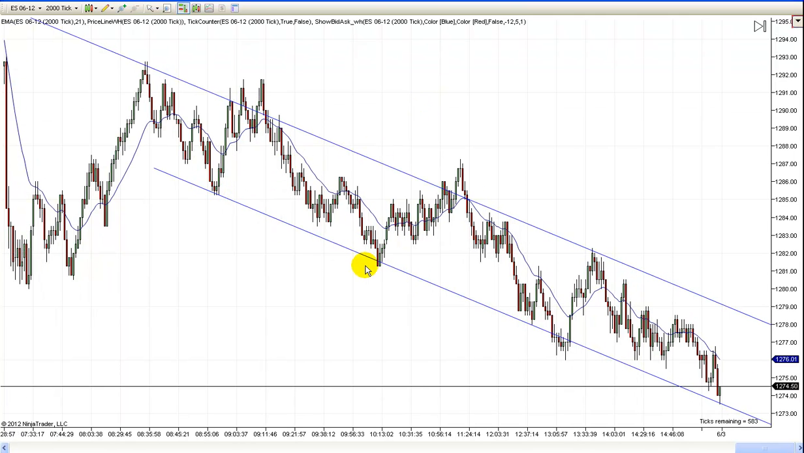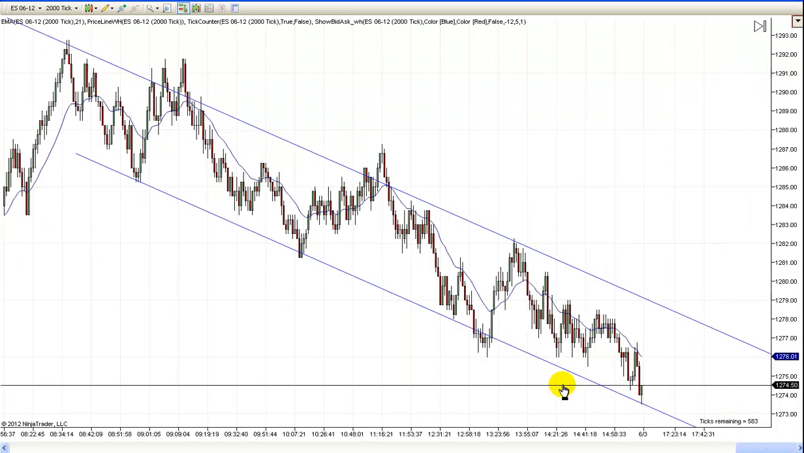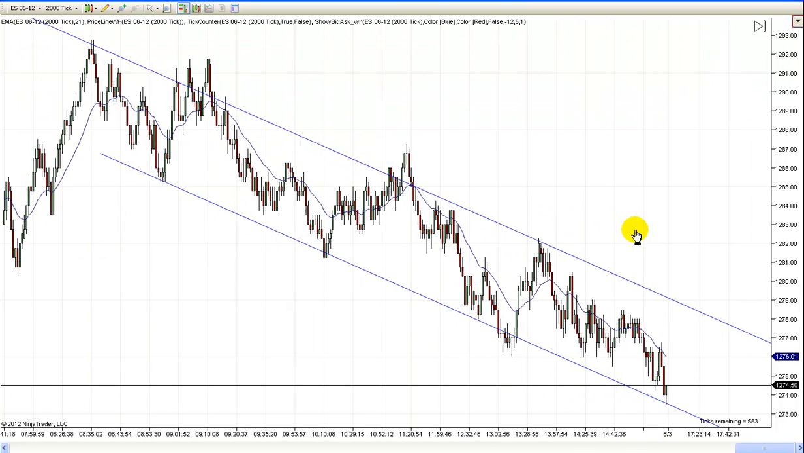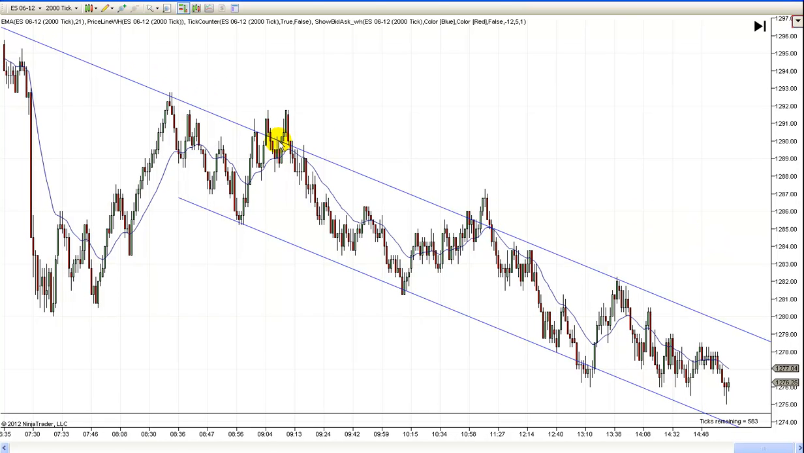Each time we got to the low channel, you could have bought. I don't recommend you buy, but you could have bought any one of these touches and got an easy scalp, except for that one, and that was at the close, and you wouldn't have been trading then. And you could have sold any one of these touches up here and made money.